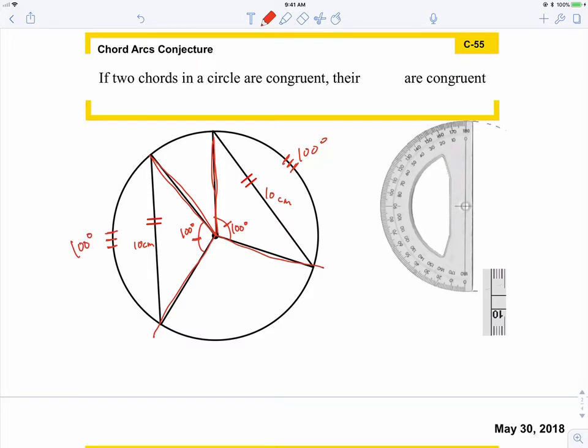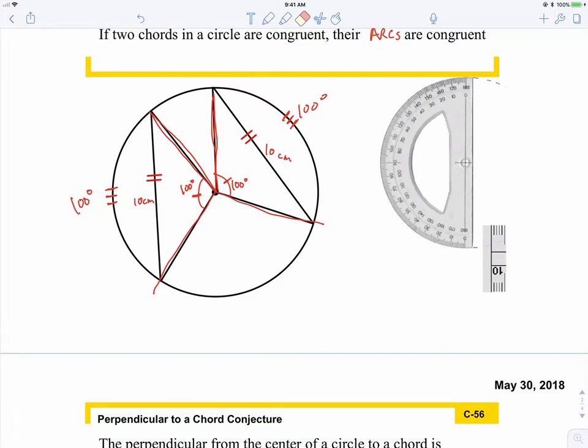So this is saying if two chords in a circle are congruent, then their arcs are congruent. So a more simplified picture would look like this. If I've got a congruent chord and a congruent chord, and I know this arc is 58 degrees, then I know this arc is also 58 degrees. Or I could find x, if x was that arc.